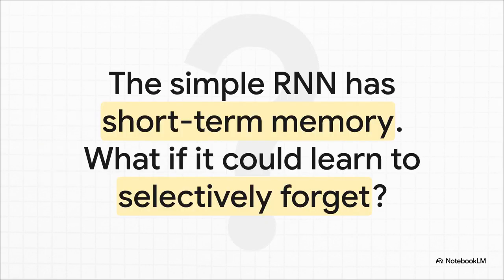So as we've seen, the simple RNN is this incredibly powerful idea, but it's also deeply flawed. It gave networks memory, but that memory is fragile and has a really short attention span. And that leads to a fascinating question, doesn't it? What if a network could learn not just to remember, but also to selectively forget? That one idea is the key to the next evolution of recurrent networks, architectures like LSTMs, which were designed specifically to solve this very problem.